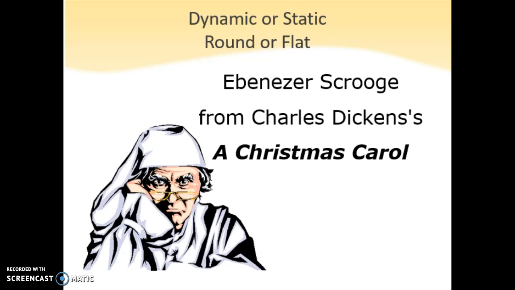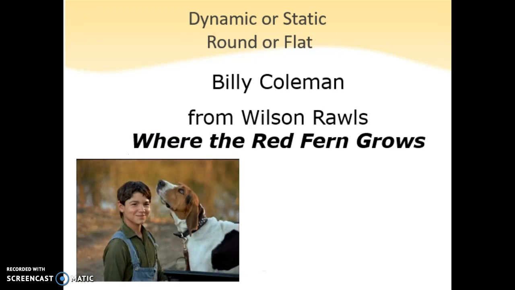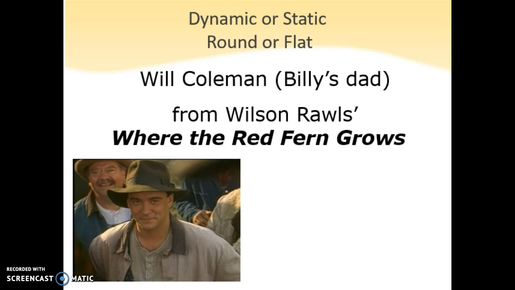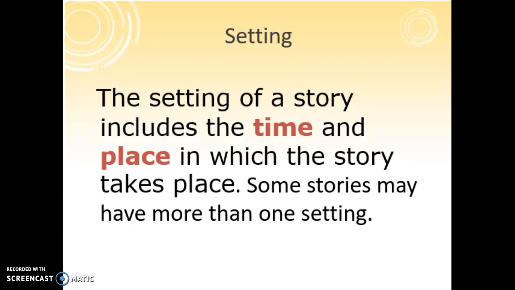Here's an example, Ebenezer Scrooge from A Christmas Carol. He's going to be a dynamic character because he does go through a personality change, and round because he's described in full. You have Billy Coleman from Where the Red Fern Grows. He's going to be also a dynamic and round character. You have Will Coleman, who is Billy's dad. He's going to be a static character because he does not go through personality change, and a flat character because he is not explained in full.